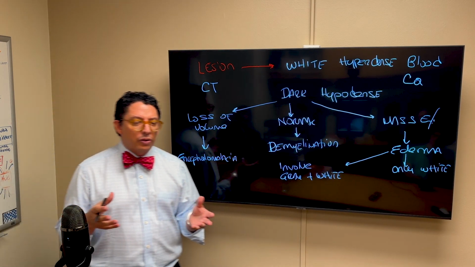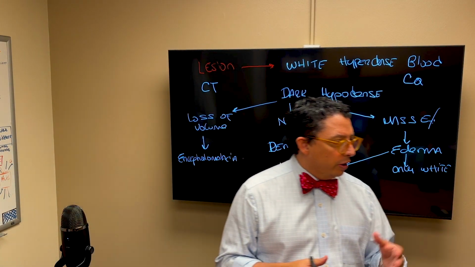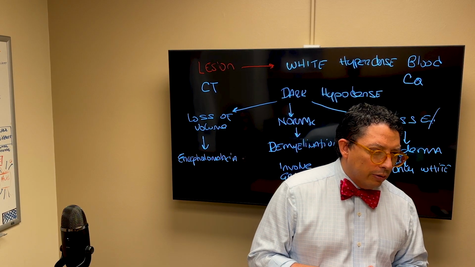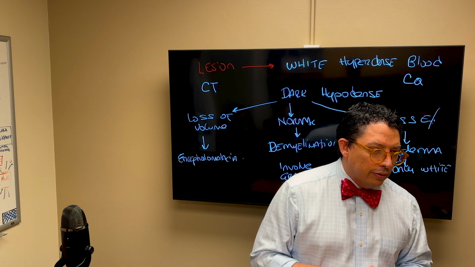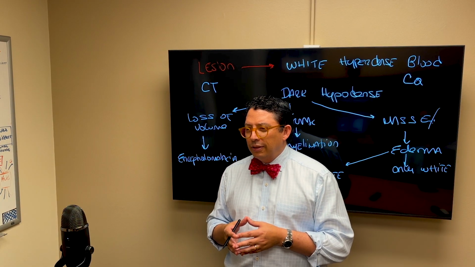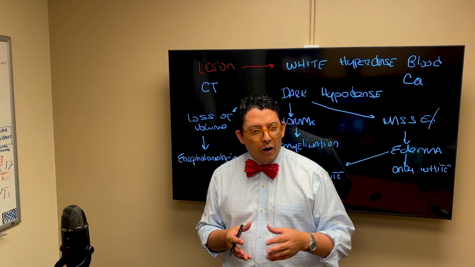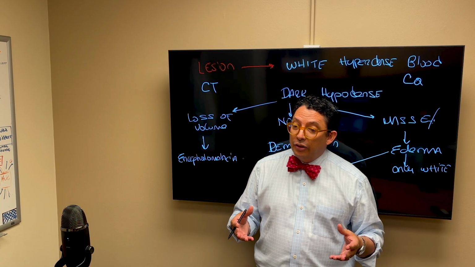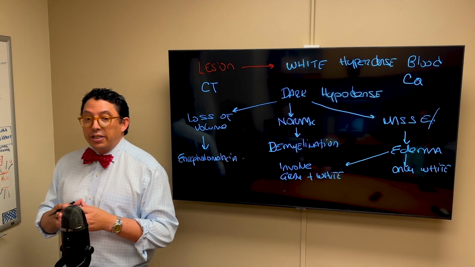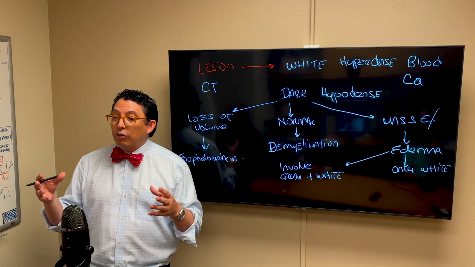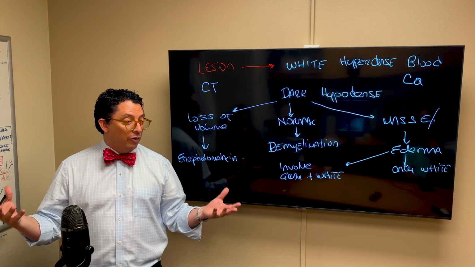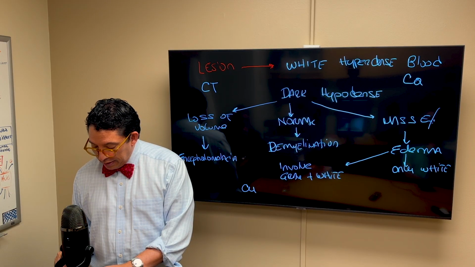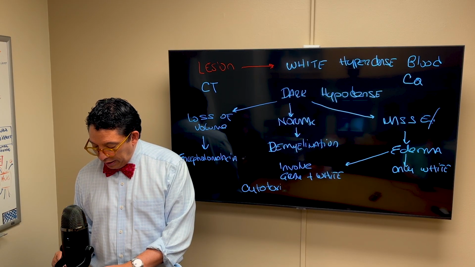And where do you have neurons? You have neurons in the gray or in the white matter? Gray. What about the white matter? What do you have in the white matter? Axons. Are axons part of the neuron? Yes. So when you have cell toxicity, it will involve both the gray and the white matter because the axons are also part of the neurons. So when you have gray and white matter, we call that cytotoxic edema.